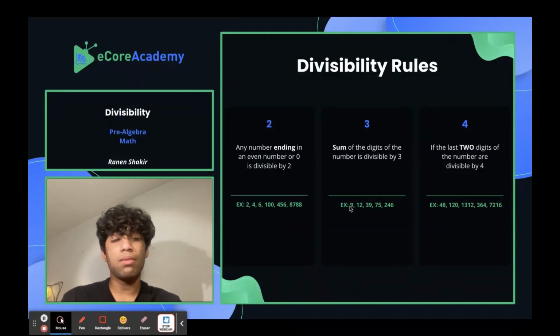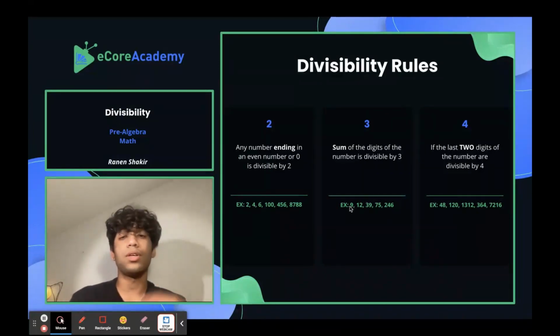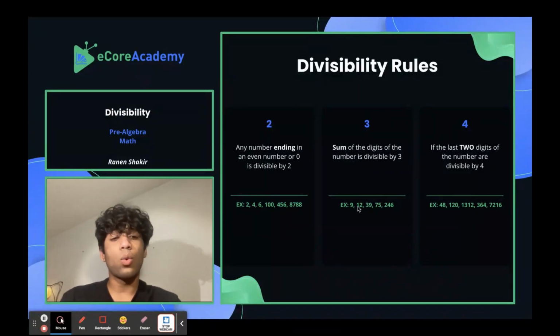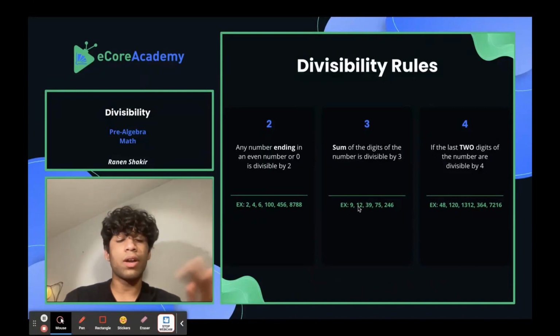For example, 9: you should know 9 is already divisible by 3, because 3 times 3 is 9. 12, you should already know this too, because 12 divided by 4 is 3. So 3 and 4 are factors of 12. Therefore, 12 is divisible by 4 and 3.